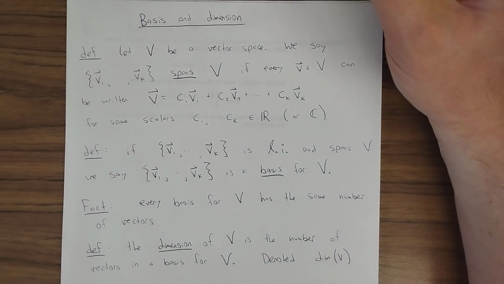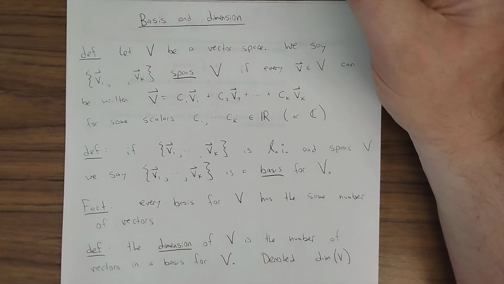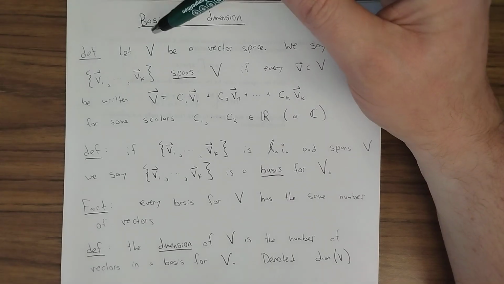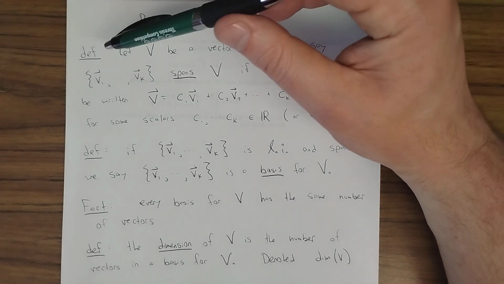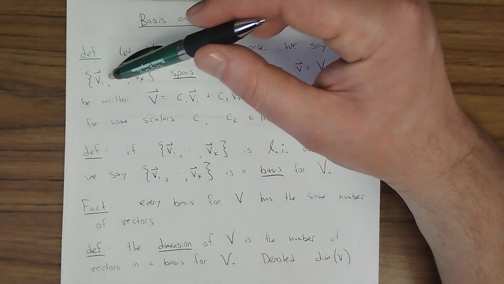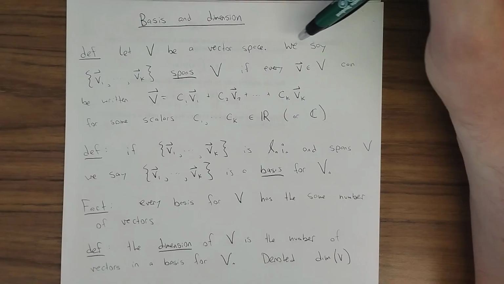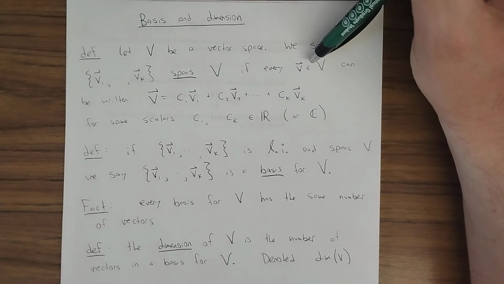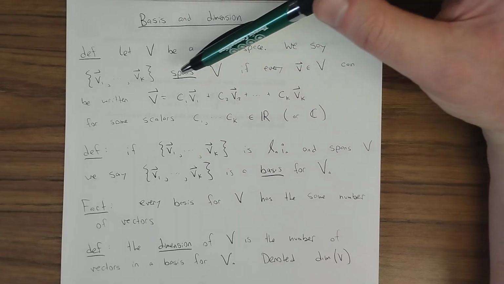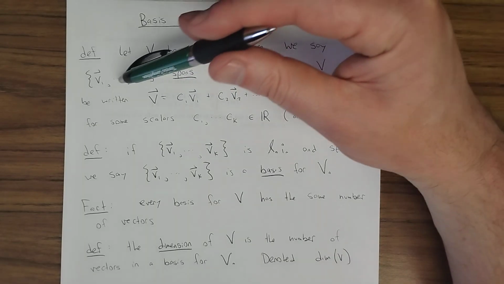Let's talk about basis and dimension for vector spaces. So here's a definition. Let V be a vector space. We say that some set of k vectors spans our vector space if everything in my vector space, so every little v, can be written as what we call a linear combination of these k vectors.